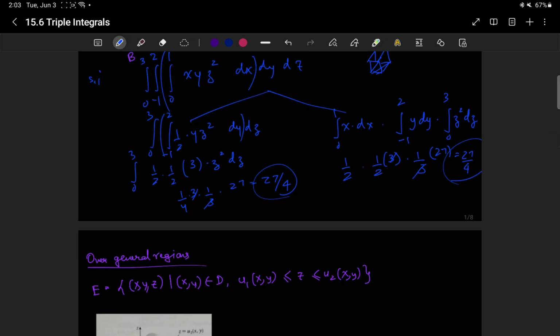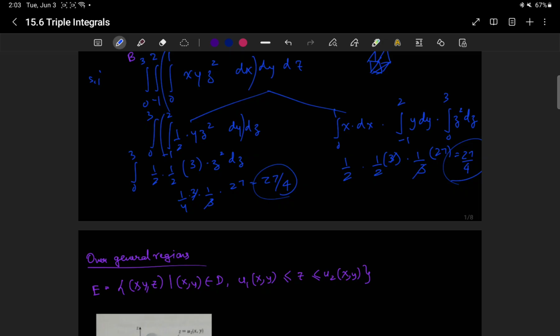Then, since you're familiar with this from double integrals, we have a general region. We might not always have a box. Because now we have three variables, x, y, and z, we have more than one alternative here. In a double integral, it was just dx dy. Here, if you imagine, you can actually have 6 different ways of doing it.